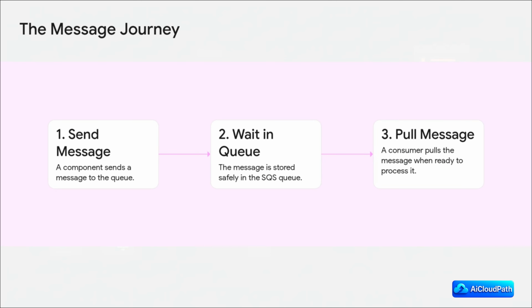And the journey for a single message? It's beautifully simple. First, a component, we call it a producer, like our order app, sends a message. Second, that message just sits there, safe and sound in the SQS queue. And finally, a consumer component, like our kitchen system, pulls that message from the queue whenever it has the capacity to process it. It's simple, it's effective, and it is incredibly robust.